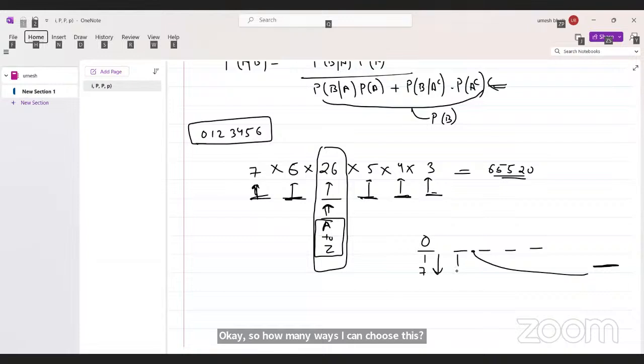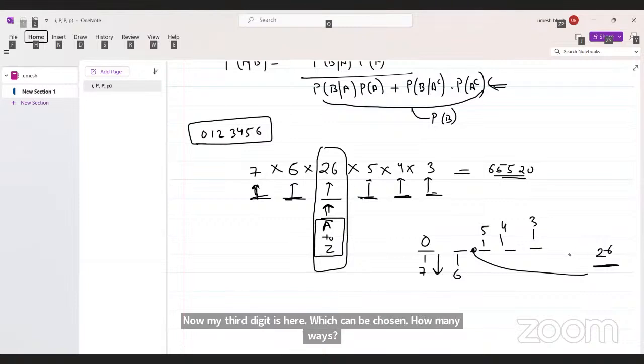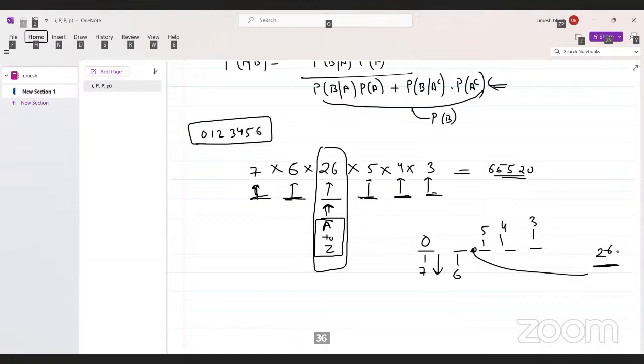7, 6, 5, 4, 3. Now my third digit is here, which can be chosen in how many ways? 26. Okay, yes, 26. So how many ways are there? 26 into 7 into 6 into 5 into 4 into 3. Okay, sir.